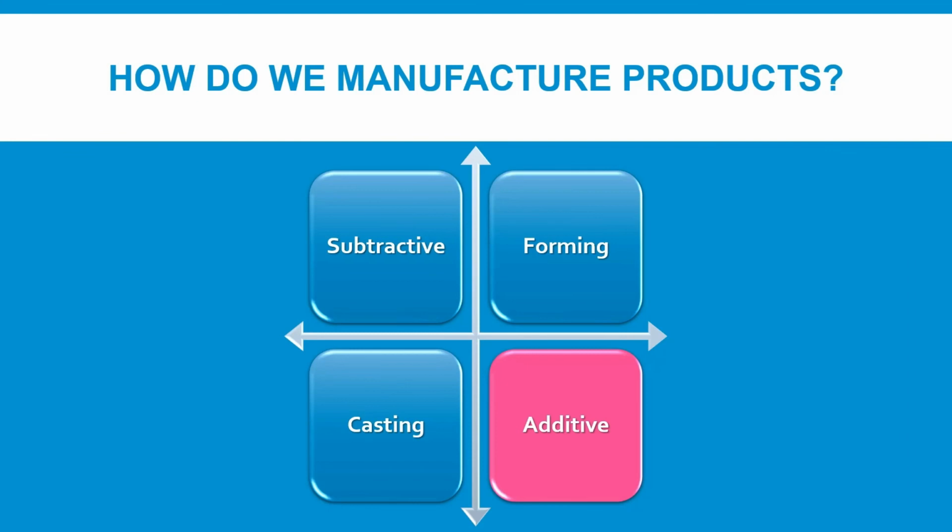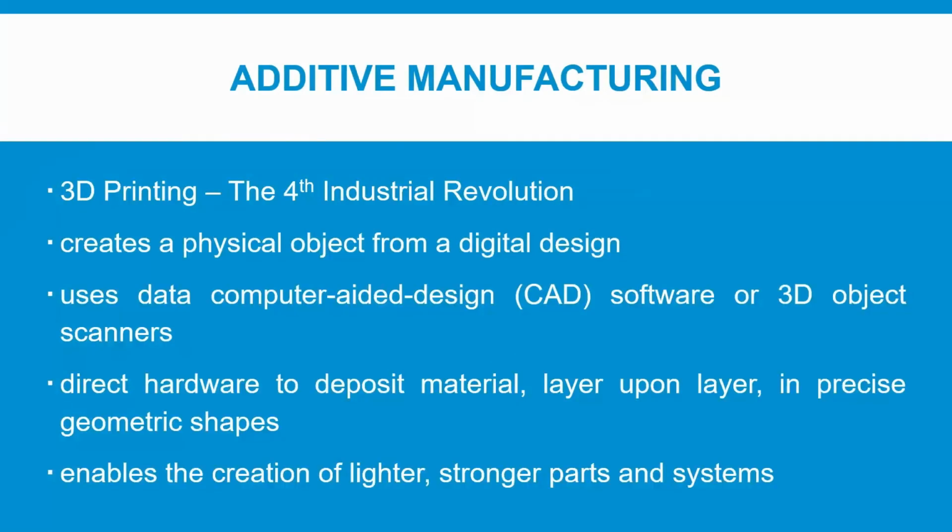Now comes the latest technology, additive manufacturing. And here the name itself defines the process of adding the material to achieve the desired product. Additive manufacturing is also known as 3D printing, which enables the creative transformation of the fourth industrial revolution. It is the process of converting imaginary objects from a digital design to a physical object using any computer-aided design software, commonly known as the CAD software.